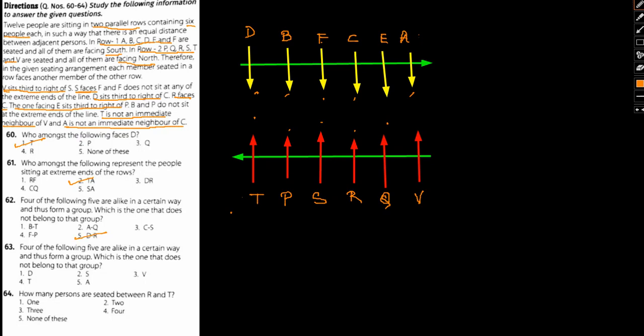Four of the following are alike in a certain way, thus form a group. Which does not belong? D, T, A, V. We are talking about the corner, so S will be the one. How many persons are seated between R and T? 2 persons are sitting between R and T.